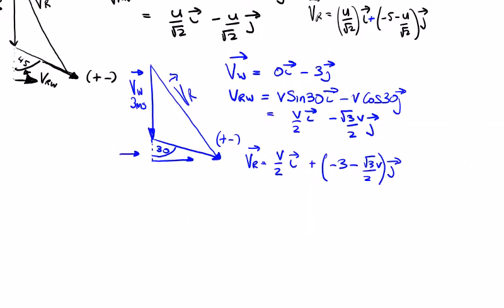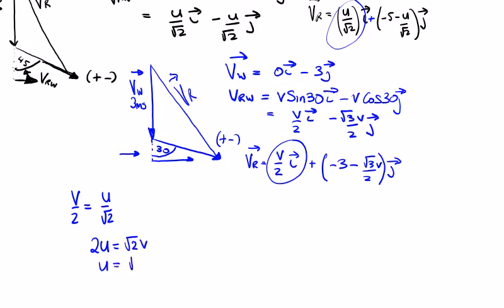Okay, so we have two equations now for the velocity of the rain. So we have two unknowns, two equations, we'll be able to solve. So we can equate the i components. v over 2 and u over root 2 must be equal. v over 2 is equal to u over root 2, which would mean that 2u is equal to root 2 v. So u is equal to root 2 v over 2.